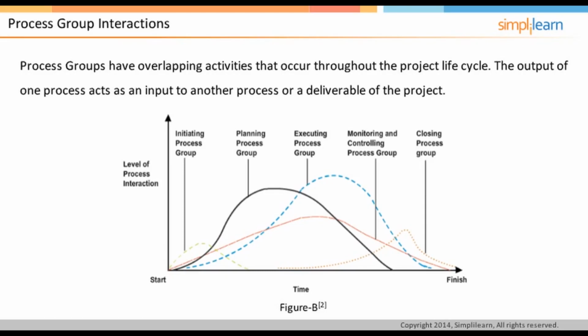Note that production of the plan is not a one-time activity. As the project progresses, the project management plan may get updated as a result of the monitoring and controlling processes. The updated project management plan once again forms an input to the execution process group. In the next screen, we will discuss the project management process group, knowledge area, and project management process mapping.